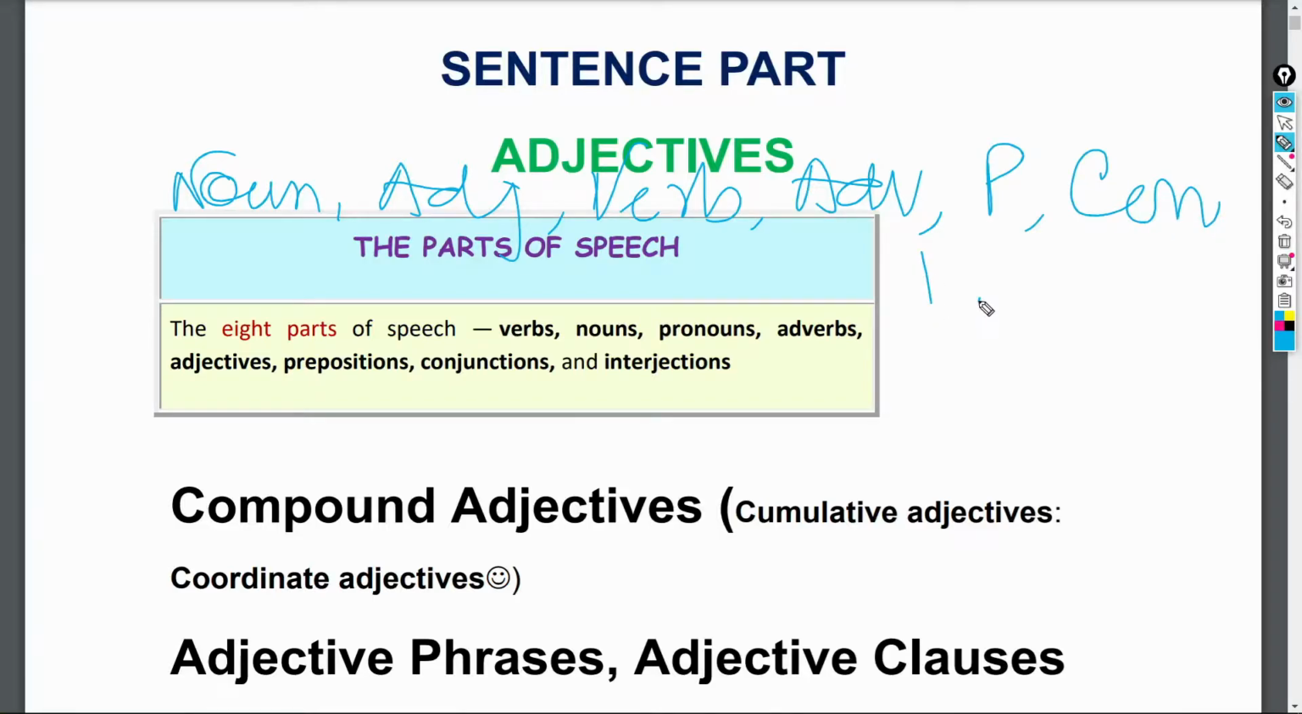Now let us see. 1, 2, 3, 4, 5, 6, 7. Adverb. 1, 2, 3, 4, 5, 6, 7, 8. Interjection, conjunction, preposition, adjective, adverb. So noun, adjective, verb, adverb, preposition, conjunction, interjection. That means there are 8 parts. Now my dear children, in these 8 parts, today we are going to talk about the adjective.